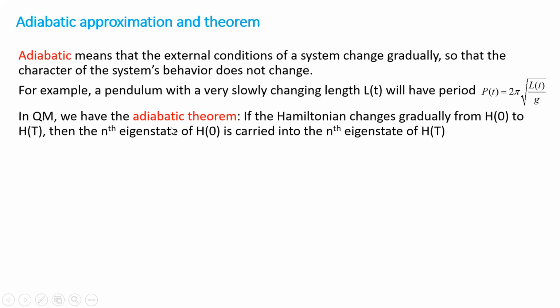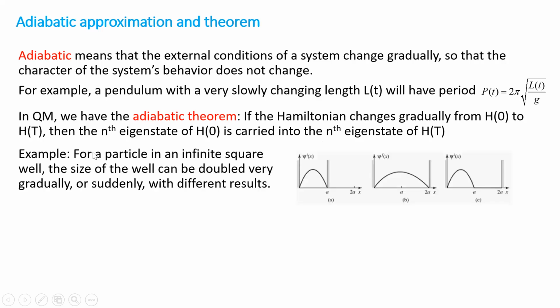So all the eigenstates smoothly vary from the original Hamiltonian to the final Hamiltonian, as opposed to if the Hamiltonian is changed rapidly, it can mix eigenstates. The eigenstates of H of T, if the change happens quickly, can be linear combinations of the eigenstates of H0. But that's not the case here. The eigenstates vary smoothly and do not mix. That's the adiabatic theorem.